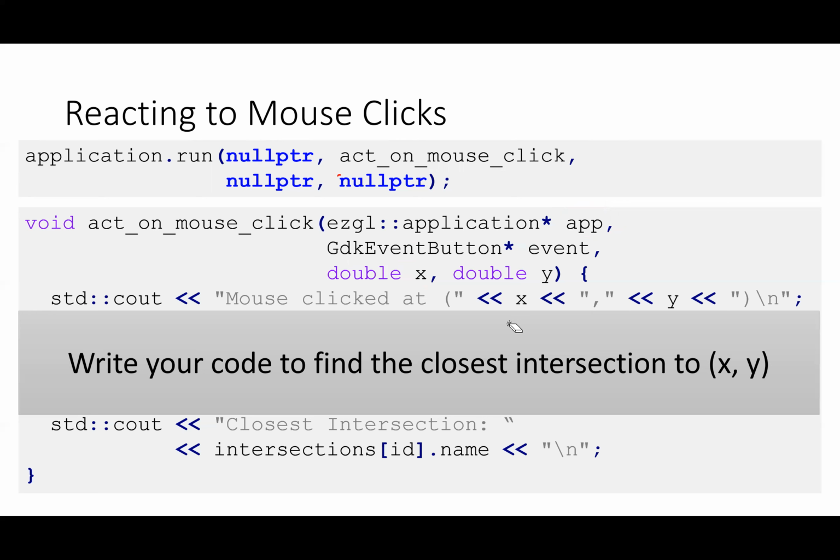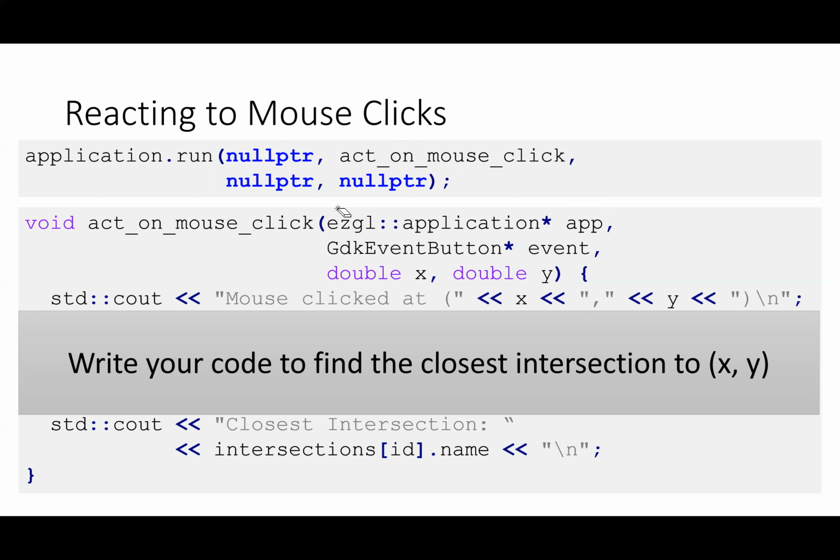All right, so you never call this function. You will never call act on mouse click. EasyGL will call it. So you just tell EasyGL that this function exists, it'll do the rest. Now you have to write the function. We're trying to highlight an intersection. That's what we're about to do.